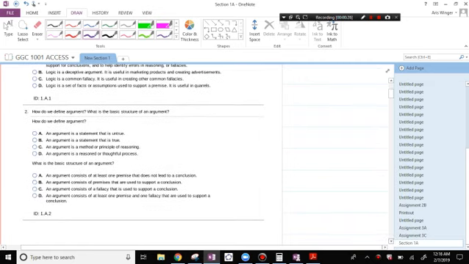How do we define argument? What is the basic structure of an argument? An argument is a reasoned or thoughtful process. What's the basic structure of an argument? You have some premises, and then these premises lead to a conclusion. An argument consists of premises that are used to support a conclusion.